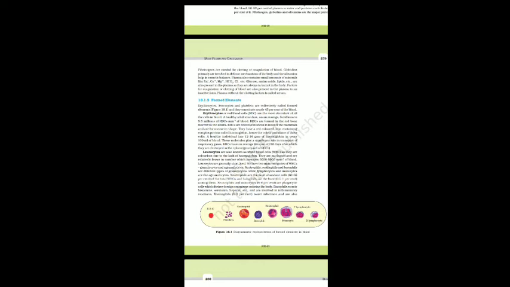RBCs are devoid of nucleus in most of the mammals and are biconcave in shape. They have a red-colored, iron-containing complex protein called hemoglobin, hence the color and name of these cells. A healthy individual has 12 to 16 grams of hemoglobin in every 100 milliliters of blood. These molecules play a significant role in transport of respiratory gases. RBCs have an average lifespan of 120 days after which they are destroyed in the spleen, the graveyard of RBCs.